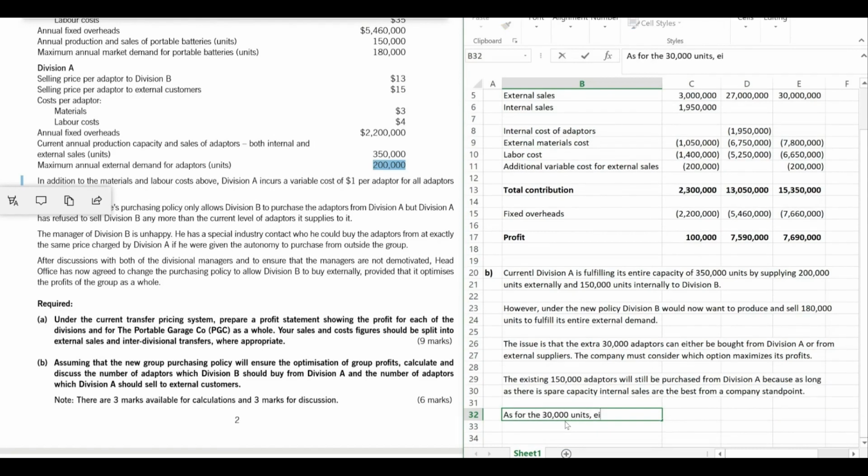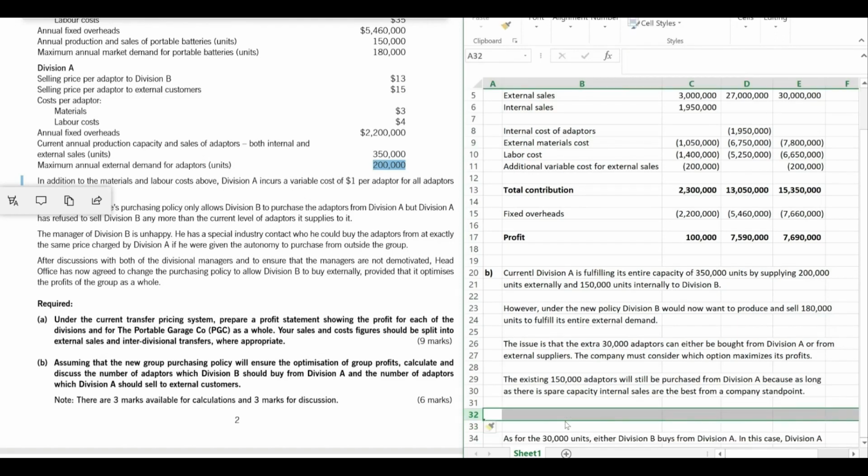As for the 30,000 units, either Division B buys from Division A. In this case, Division A, so this is the one where we'll have to weigh the cost and benefit, right? So let's keep that for below. Let's do the simpler one first.